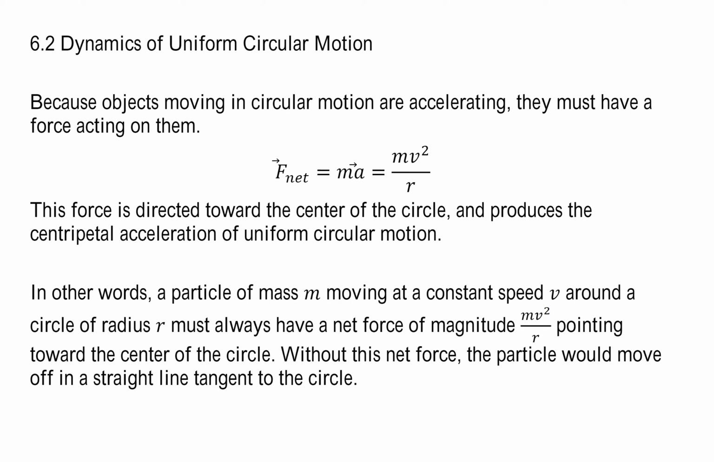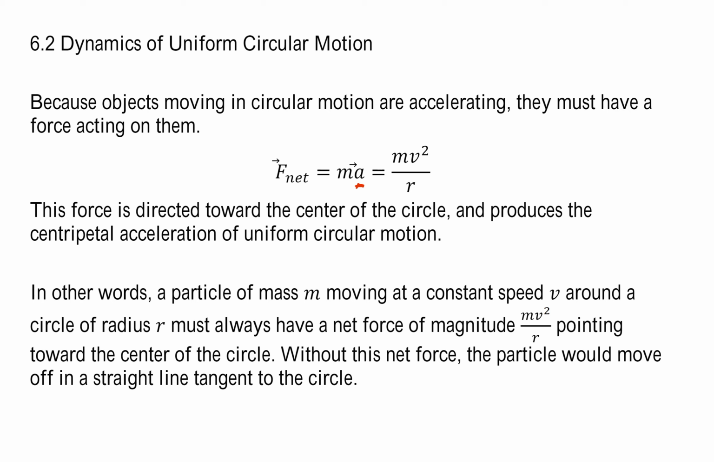And so that a that we learned about in the last section would be v squared over r. So we substitute the a here with v squared over r, and we wind up with mv squared over r. So we're just taking the formula that we used in the last section and substituting it in here, and we have now the force equals mv squared over r. This force is directed toward the center of the circle and produces the centripetal acceleration of uniform circular motion.